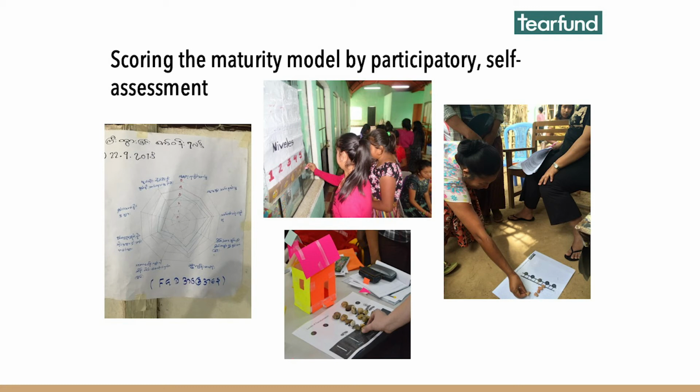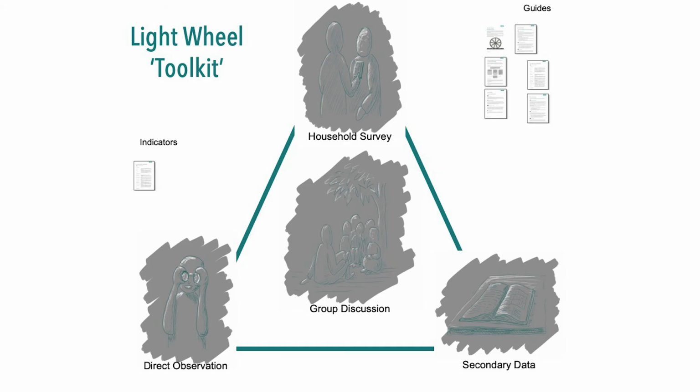If we can go to the next slide, you'll see that the focus group discussion is at the heart of the light wheel toolkit. And then we recommend for our staff and partners to triangulate the community self-assessment score with at least one other source of data, so they can start to develop a really deep picture of what's happening in the community in relation to the 9 spokes. So our household survey tool, direct observation tool, and secondary data tool are again based around the 9 holistic spokes.